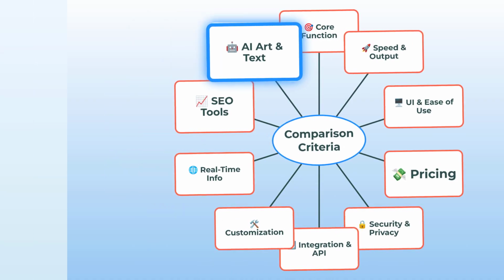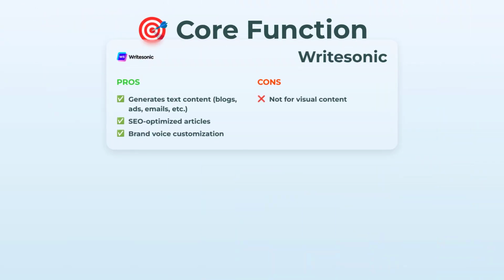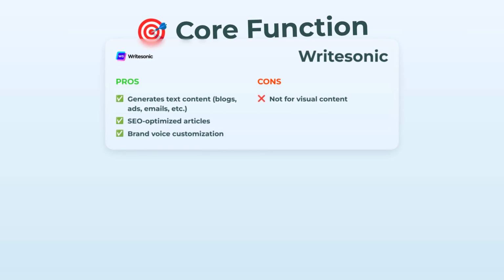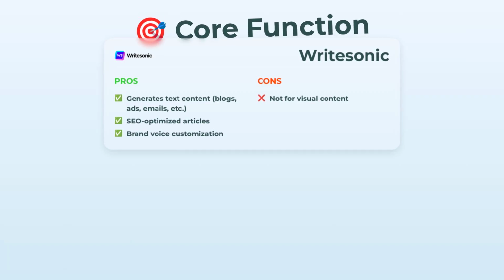Ready? Let's go. First up, and kind of an obvious starting point, core function. Writesonic is pretty much your AI-powered wordsmith, pumping out text for blogs, ads, emails, and a bunch more. You even get SEO optimization and can match your brand voice, which is super handy for marketers. But if you want visuals or images, nope, not here.